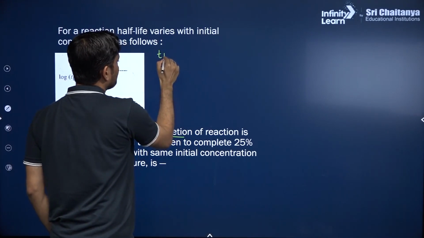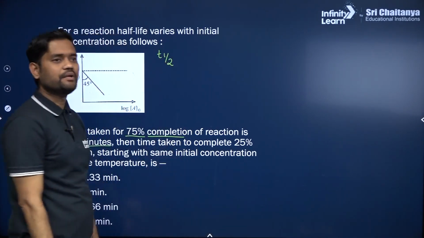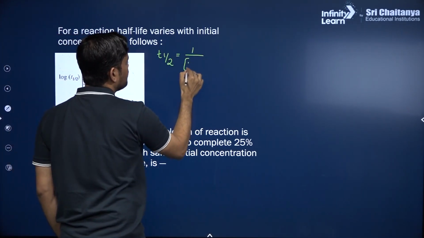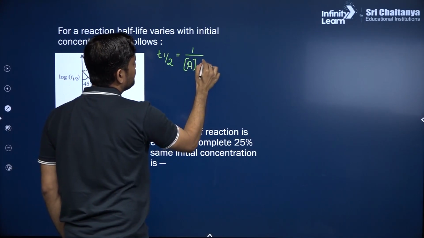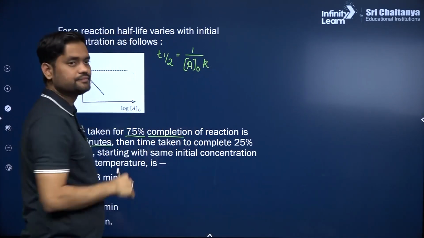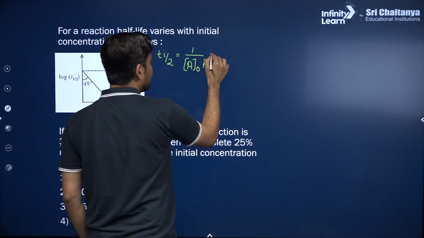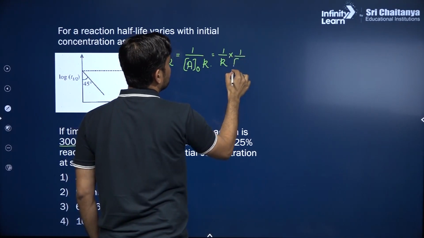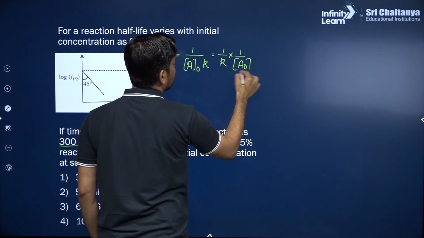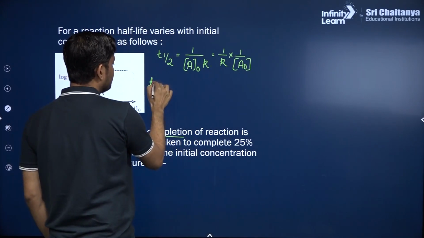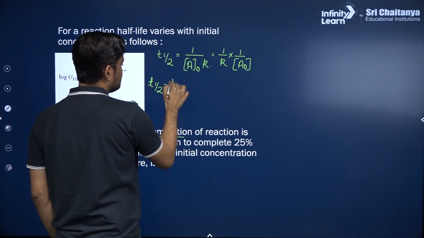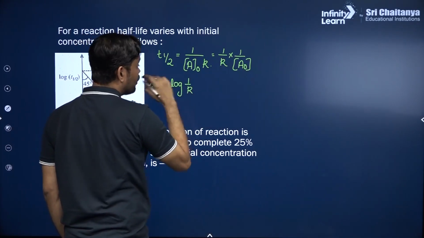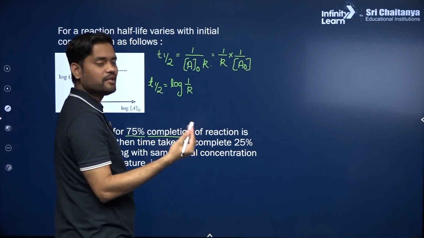So T half, assuming second order, will be equal to 1 by initial concentration times this constant. Clear? Can I write this as, taking log on both sides? This will be log of A into B, that is log A plus log B.